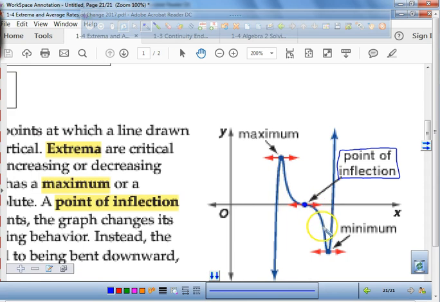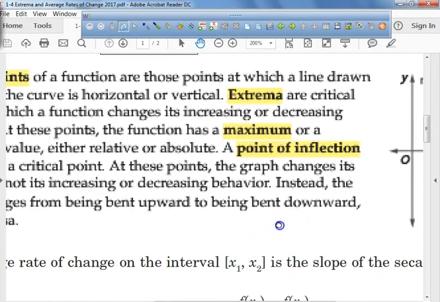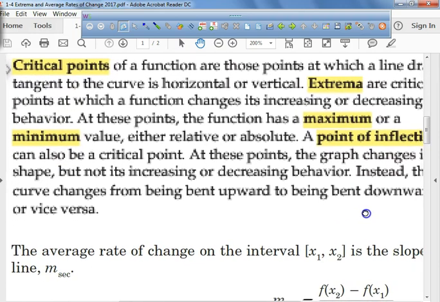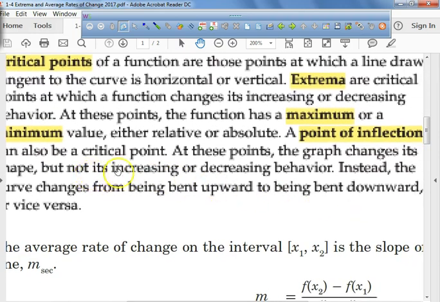See how the shape changes? But it doesn't change the direction. Do you see how this curve does change, but it also changes direction? It goes from increasing to decreasing. This goes from decreasing to increasing. So whenever there's a change of direction, going from increasing to decreasing, you either have a maximum or a minimum. A point of inflection is where it doesn't change from increasing to decreasing. Okay?